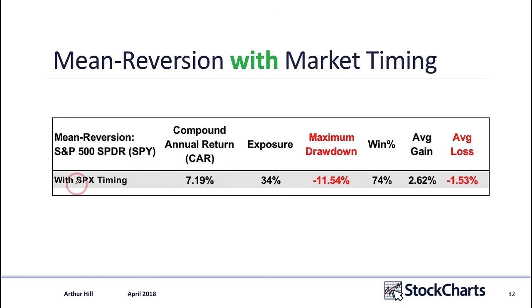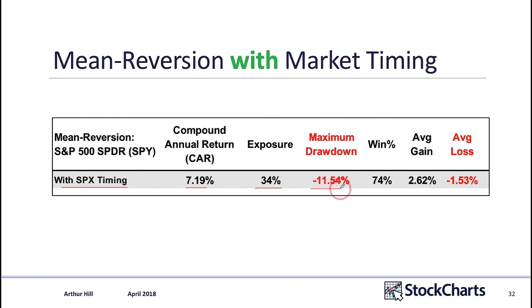So if we look at SPX, we have the S&P 500 for timing. We're only buying when the S&P 500 is in a bull market, meaning the 5-day moving average is above the 200-day moving average. If we use the mean reversion system on SPY, we get a compound annual return of 7.19%. Not great, but you can see that exposure is 34%, so it's around a third.